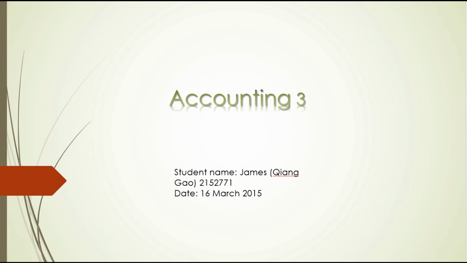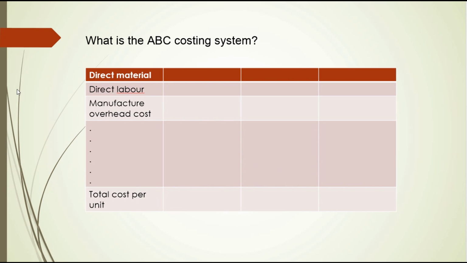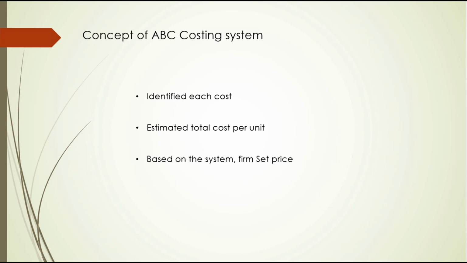Today I will introduce the ABC costing system. This is a fundamental format of the ABC costing system, which includes raw material and direct labor, various activities, and costs of manufacturing overhead. Some firms refer to ABC as organized common sense.